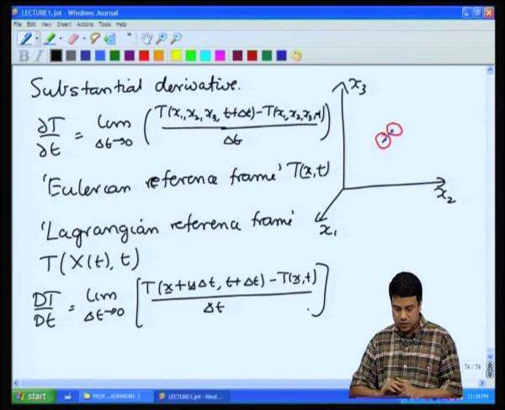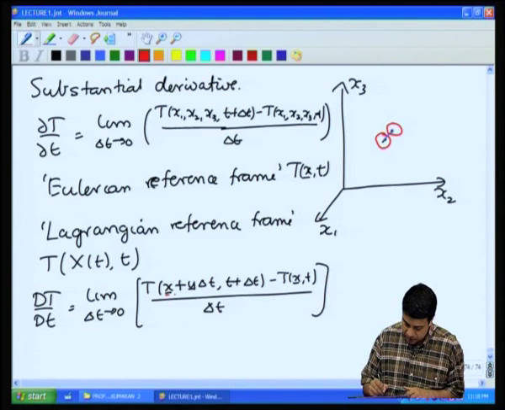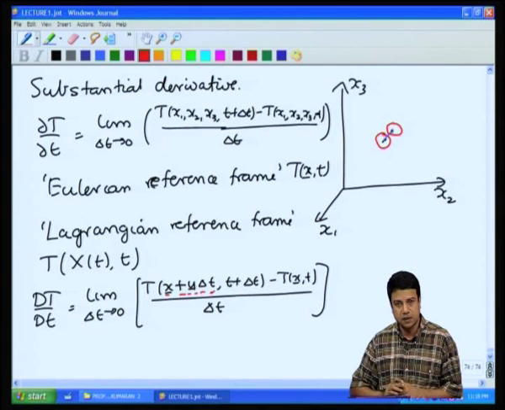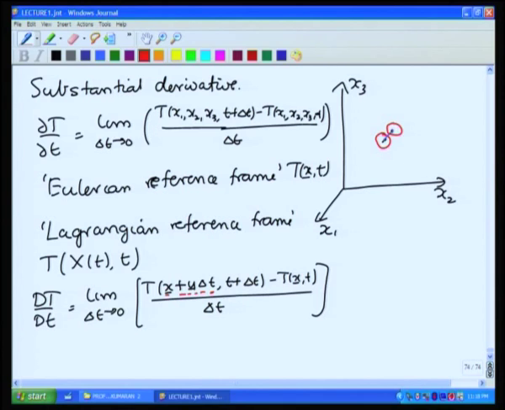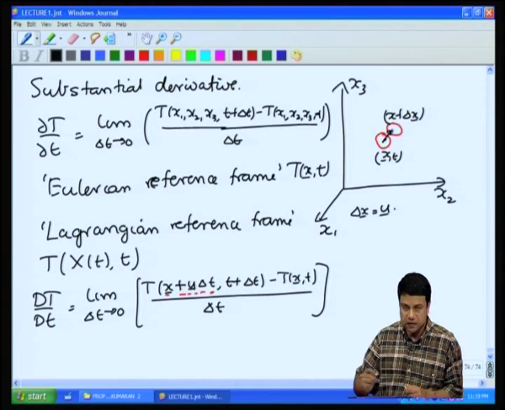Okay. Note that I am taking the position x plus u delta t at time t plus delta t. Why is that? Because if the fluid element was at location x at time t, at time t plus delta t, it has moved a small distance to some new location x plus delta x. What is that new location x plus delta x? The new location, the displacement, is going to be equal to the velocity times the time interval.